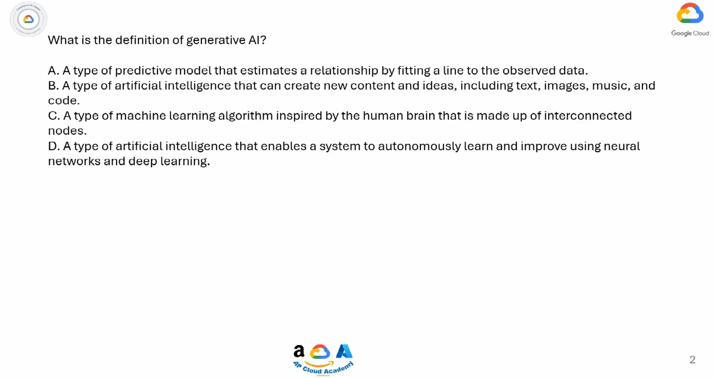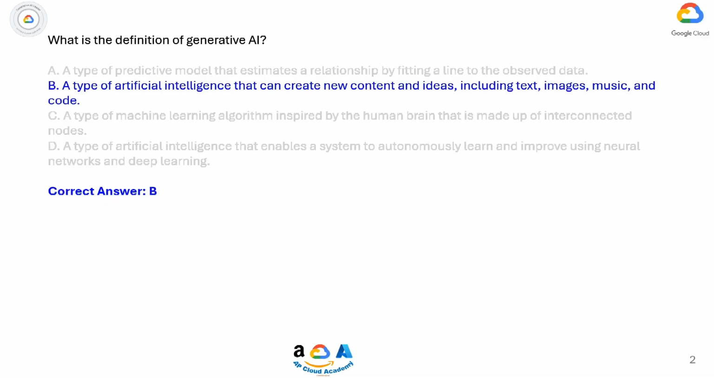D. A type of artificial intelligence that enables a system to autonomously learn and improve using neural networks and deep learning. Correct answer, B. A type of artificial intelligence that can create new content and ideas, including text, images, music, and code.